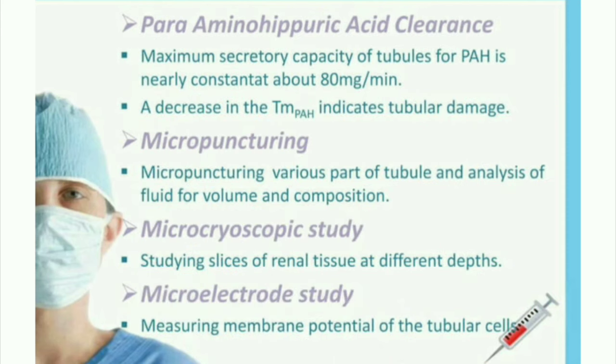Para-aminohippuric acid clearance. The maximum secretory capacity of the tubules for PAH is nearly constant, above 80 mg per minute. A decrease in the TmPAH indicates tubular damage. Micropuncture of various parts of the tubules and analysis of fluid for volume and composition. Microscopy test: study of slices of renal tissue at different depths. Microelectrode study: measuring the membrane potential of tubular cells.